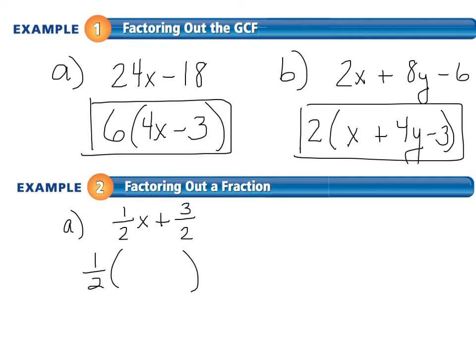So what's 1/2 x divided by a half? Well, a half divided by a half is just 1x. What's 3/2 divided by a half? Now, once again, you need to know this. You have to be perfect on cue with all of your basic math facts involving fractions. 3/2 divided by 1/2. Multiply by the reciprocal. That gives you 3.